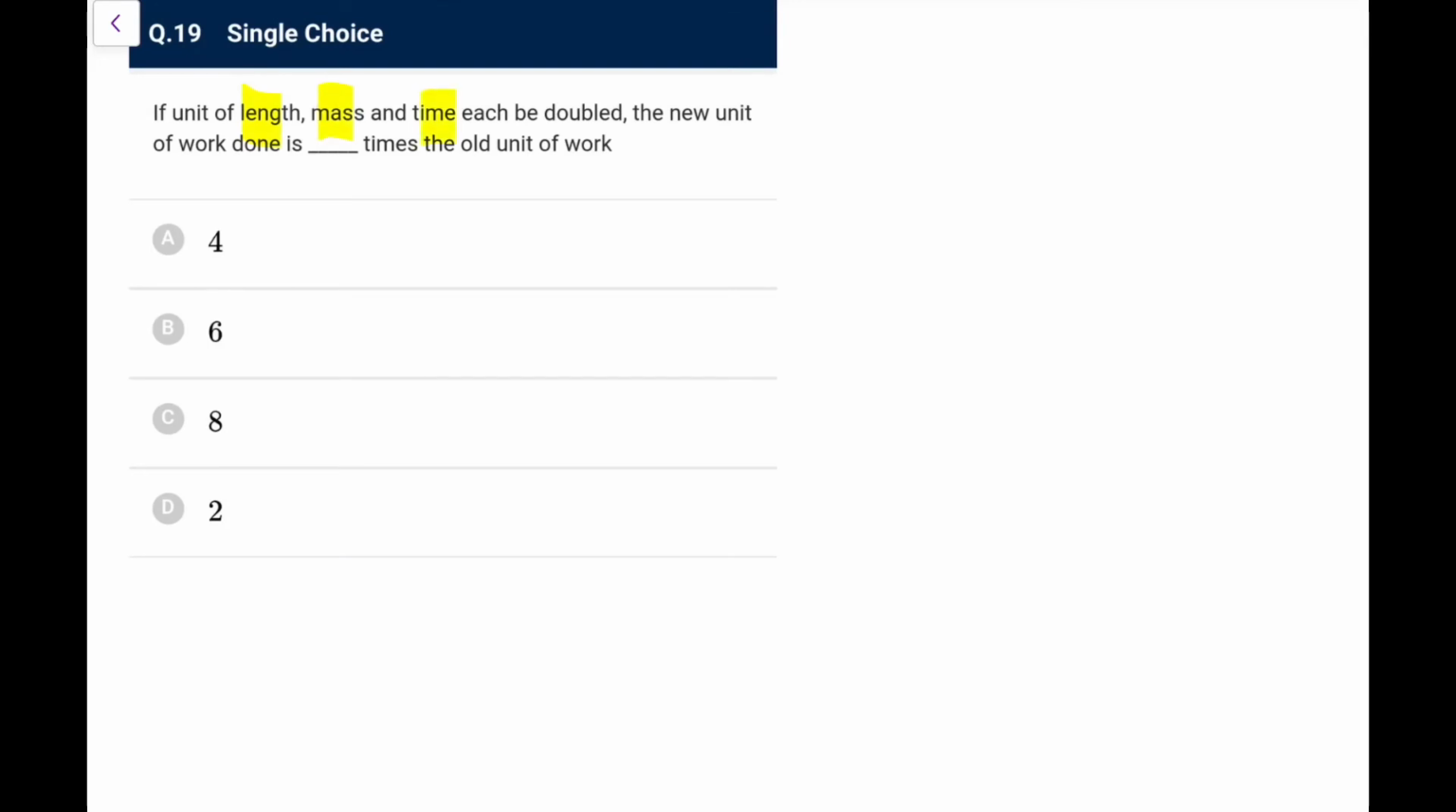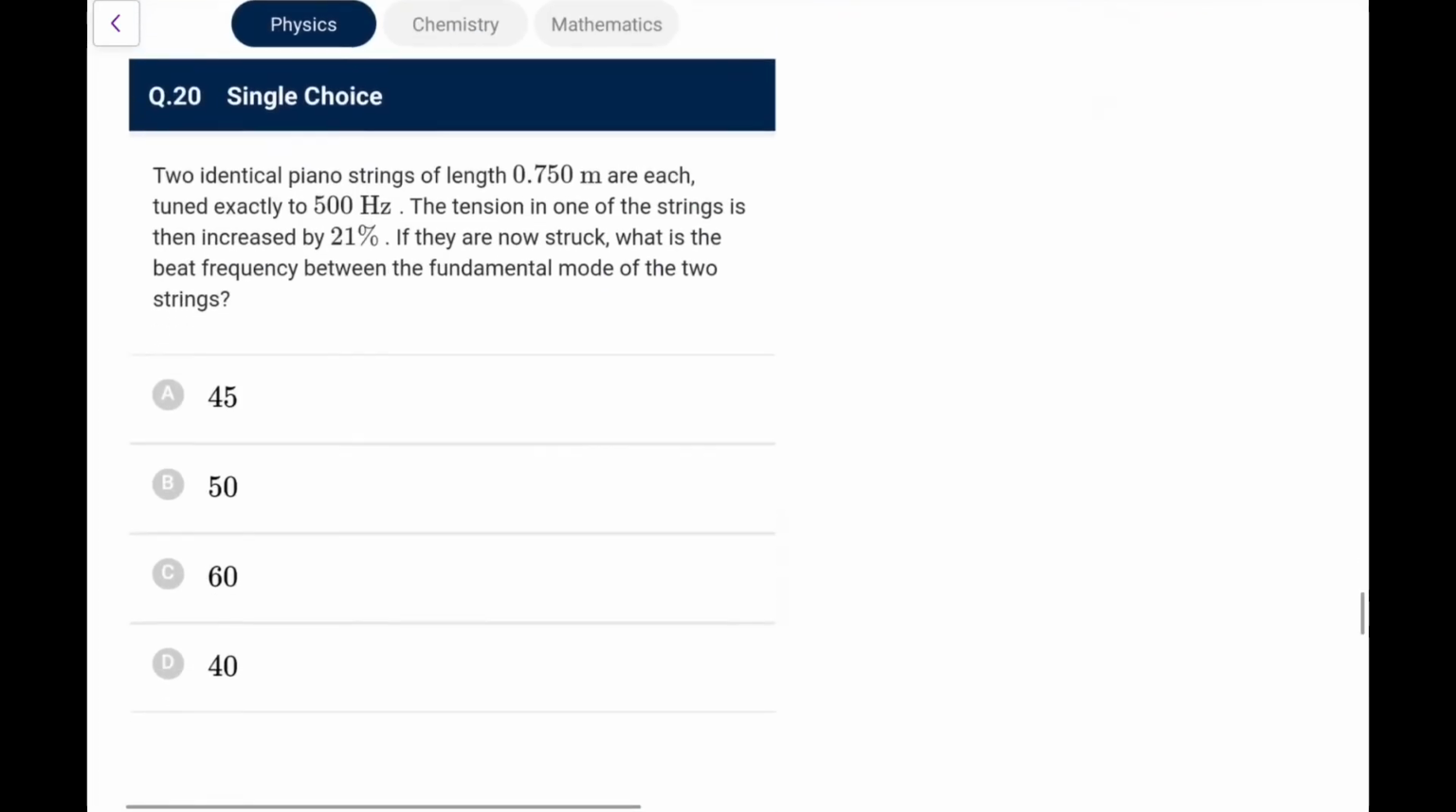If unit of length, mass, time each be doubled, what is the new unit of work done? If the dimensional formula, I know it is ML squared T minus 2. I always say force and work, you remember these. Now each is doubled, so M is doubled, L squared is 4 times, T minus 2 is 1 by 4 times, so it would be doubled, so new unit of work would be 2 times.